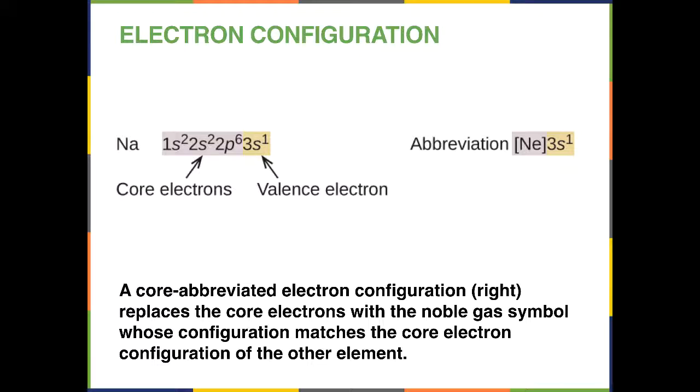the valence electron. Now, when we do this for a quiz or test, early on, I'm going to want you to write things out to show that you know what you're doing. But once I'm confident that you know what you're doing, then I will let you use the abbreviated method.